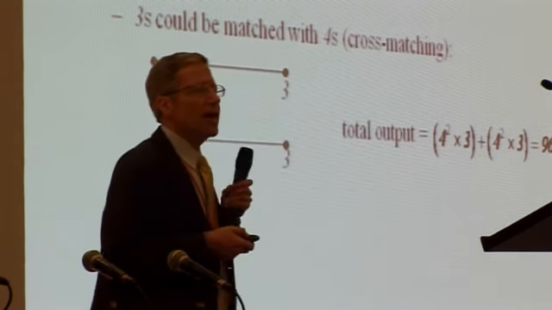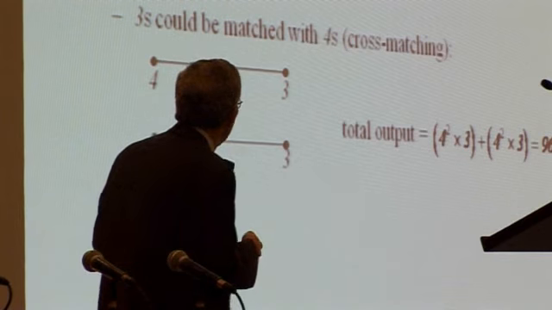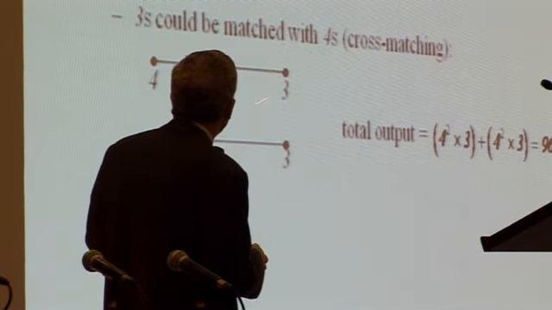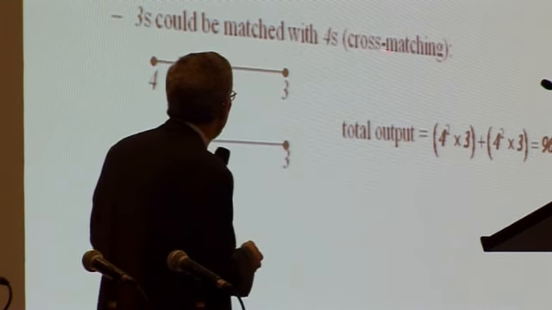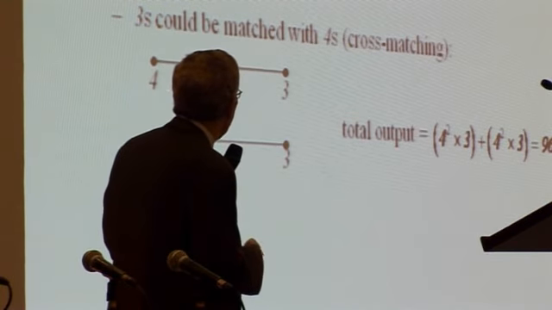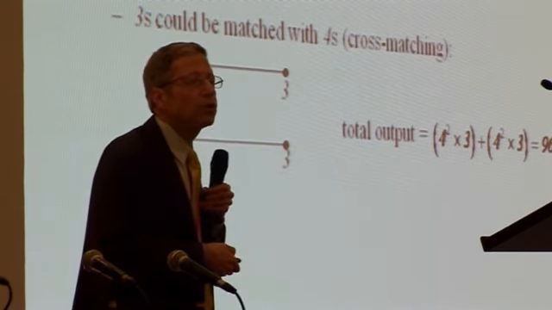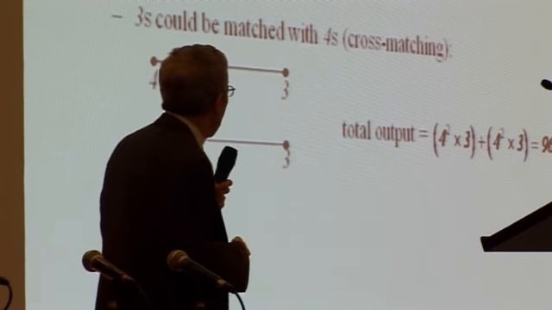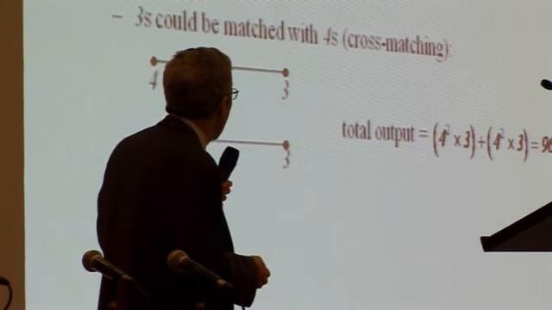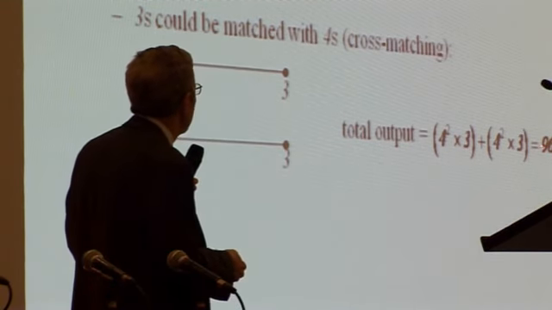Well, there are 2 ways that they could be matched. We might have one of the 4 workers matched with one of the 3 workers, and the other 4 worker matched with the other 3 worker. That's what I'll call cross-matching, where the workers occupying the 2 different positions are at different skill levels. In this case, if you work out the total outputs, it turns out to be 96.